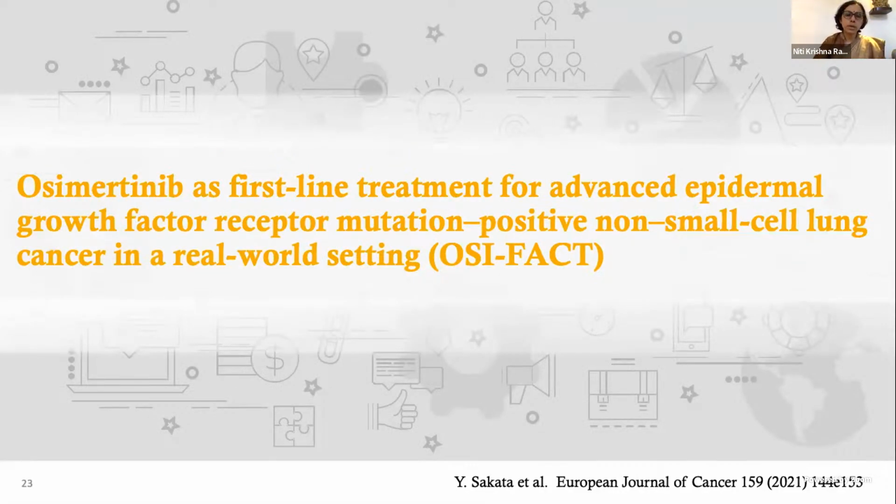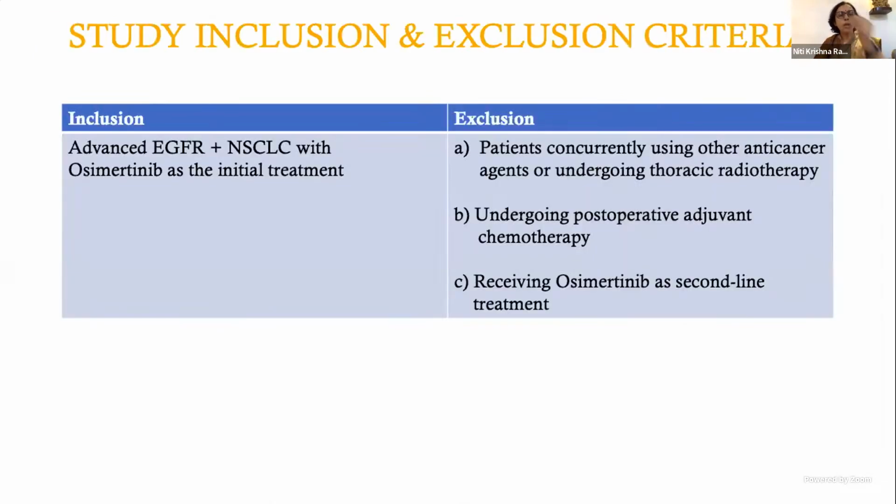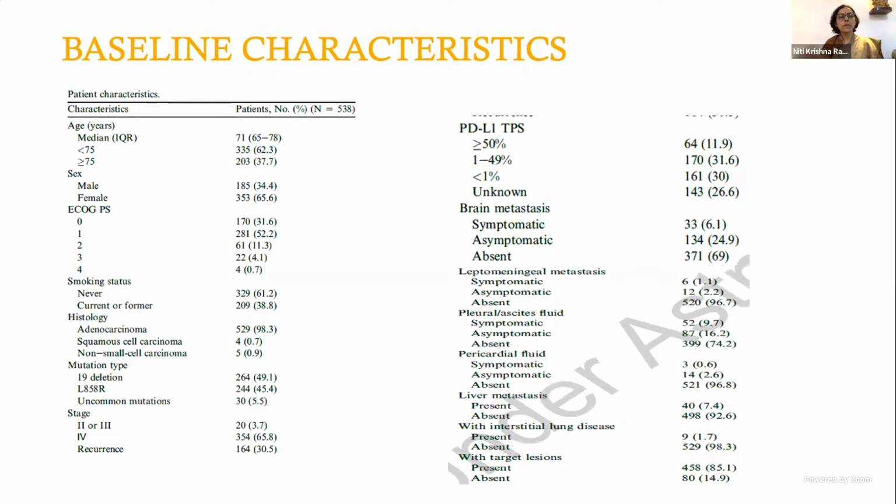Talking about the second real-world setting data, that is the OC-FACT data. Again, this study investigated the difference in efficacy with patient background and safety of first-line osimertinib in the real-world setting. All the patients with EGFR-positive NSCLC who were treated with osimertinib in the first line were included. They should not have undergone any post-op adjuvant chemotherapy, no TKI should have been exposed in the past, and they should not have undergone any thoracic radiotherapy in the prior setting. Interestingly, mutation type, whether they had exon 19 deletion or L858R, whether they had recurrent tumor or stage 4 tumor, was noted, and PD-L1 was also assessed in all the patients and compared with the results.